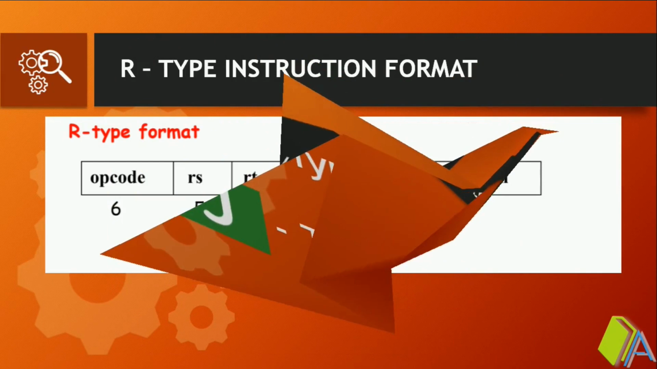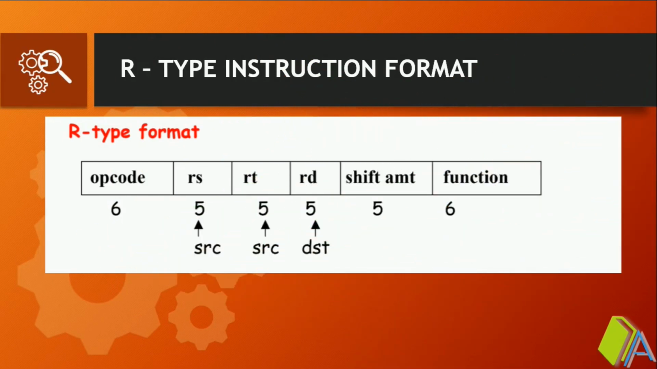First is the register type or R-type instruction format. It is a MIPS32 architecture, so the instructions have a size of 32 bits. In this R-type instruction format, the 32-bit instruction is split into 6 different fields. The first field contains the opcode of 6-bit size. The second field is the first source register of 5-bit size, then the second source register of 5-bit size, then the destination register of 5-bit size, the shift amount of 5-bit size, and the last 6 bits are for the function.